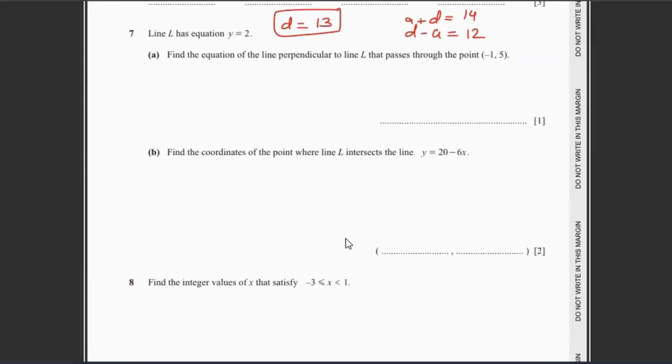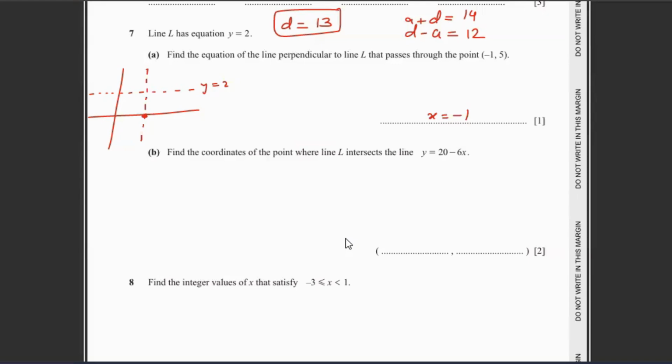Question number 7, the equation is given. Now find the equation of the line perpendicular to the line L that passes through the point. Let's say this line is y equals 2, which is parallel to the x-axis. Now the perpendicular line will always be parallel to the y-axis, and it passes through the point minus 1 comma 5. That means the line will always be x equals minus 1, because this should be perpendicular to y equals 2.